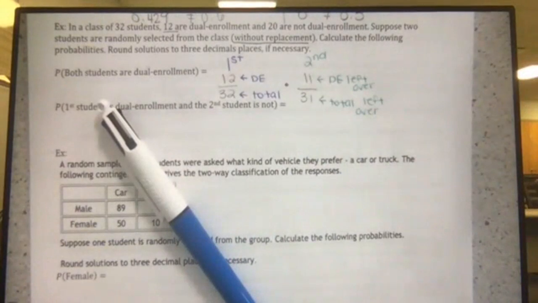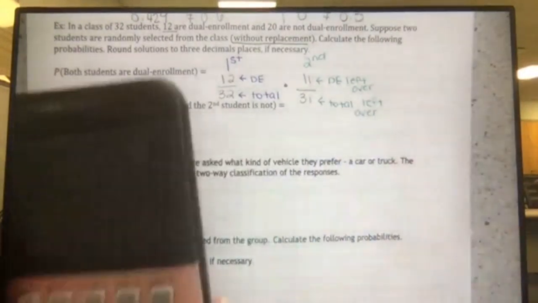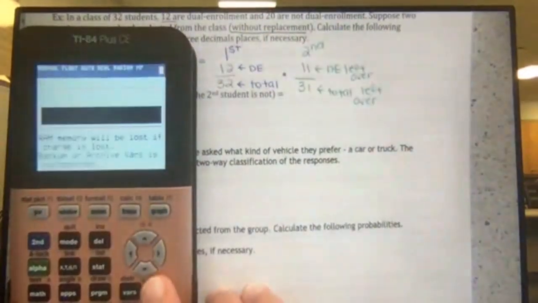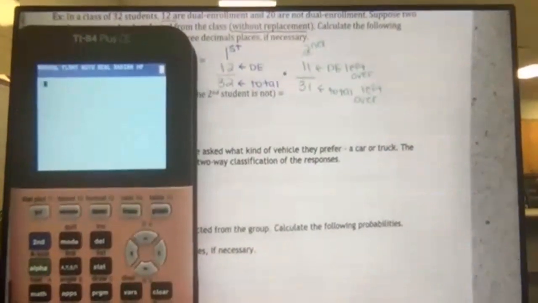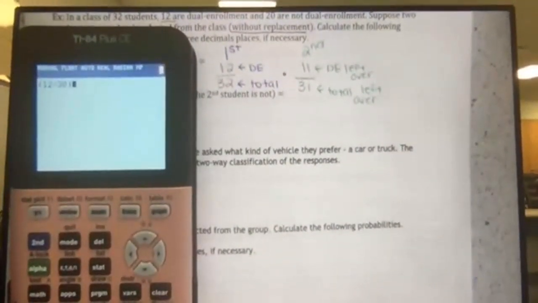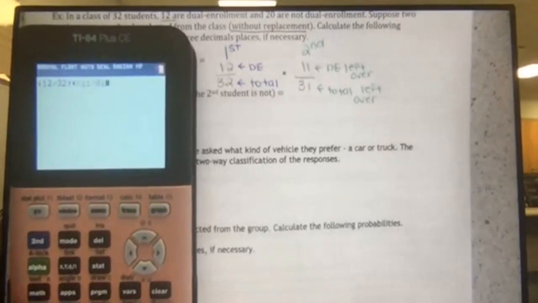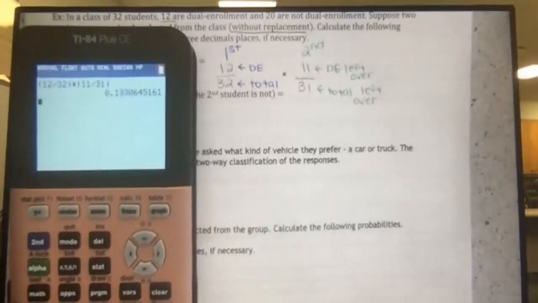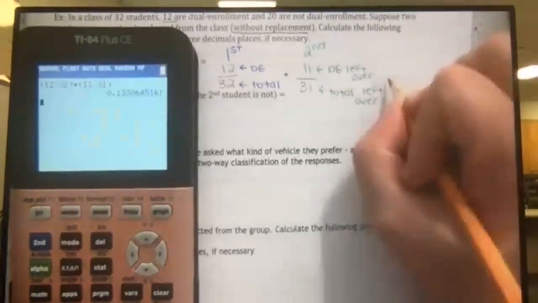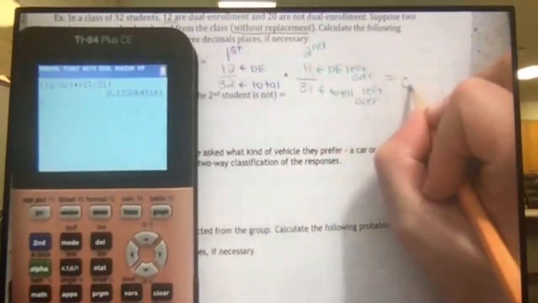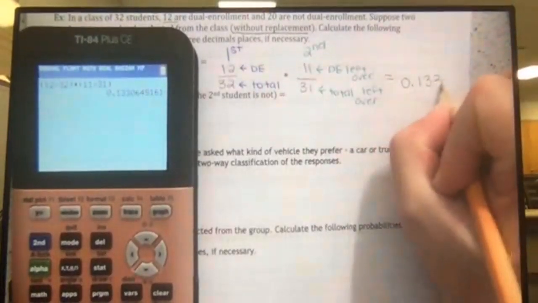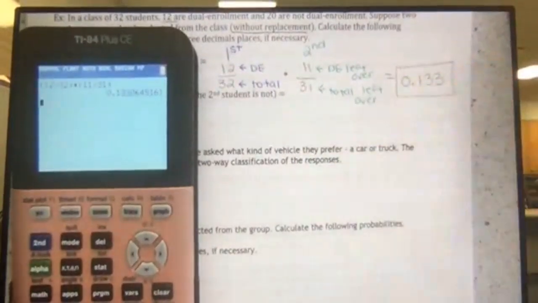So now if we have 12 out of 32 times 11 out of 31, plugging that into my calculator, make sure to put it in parentheses. So in parentheses, 12 divided by 32, close parentheses. That's my first fraction, times my second fraction, which is 11 out of 31. If you don't put in parentheses, it'll take the fractions and make complex fractions, which is not what we want. And rounding to 3 decimal places, we have 0.133. That's it.